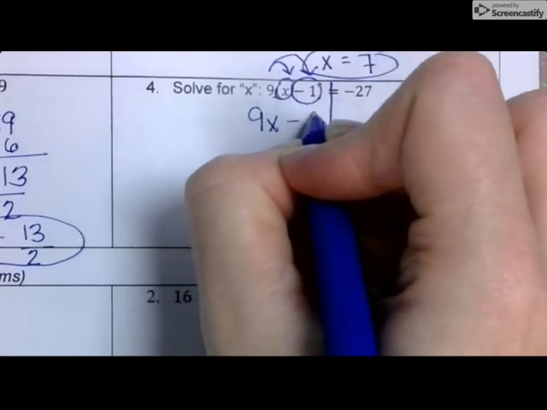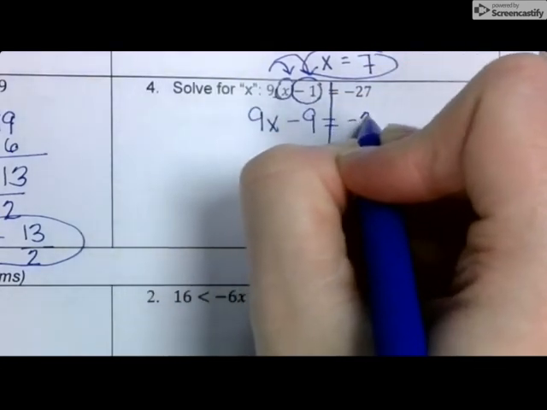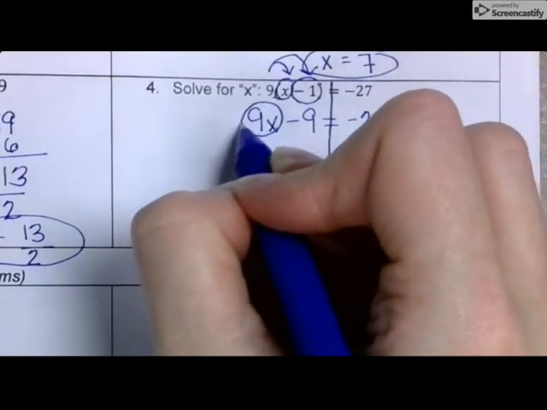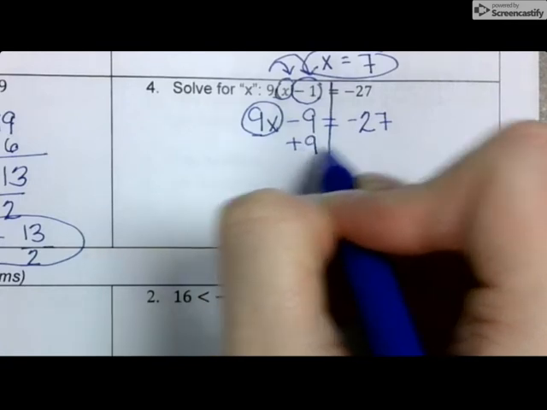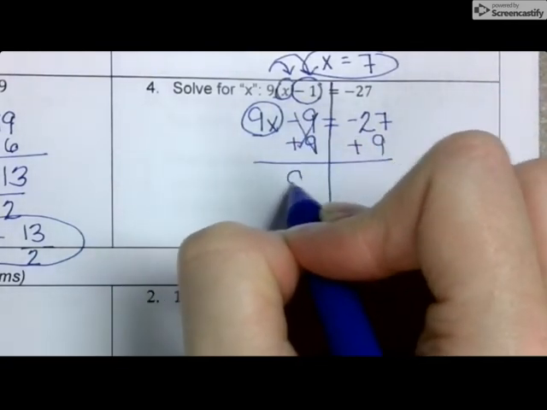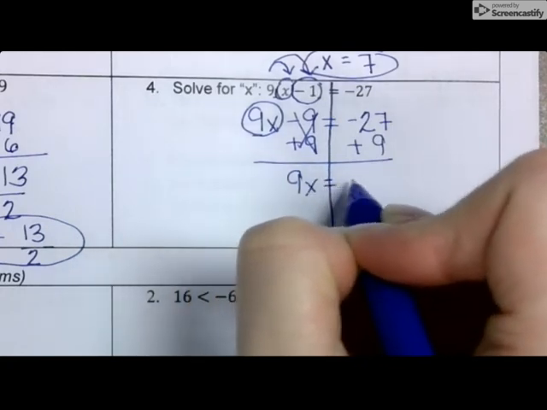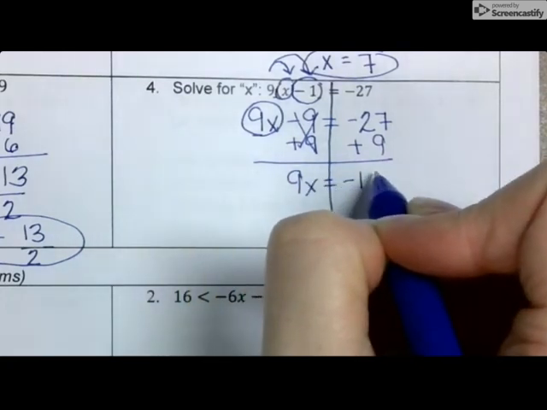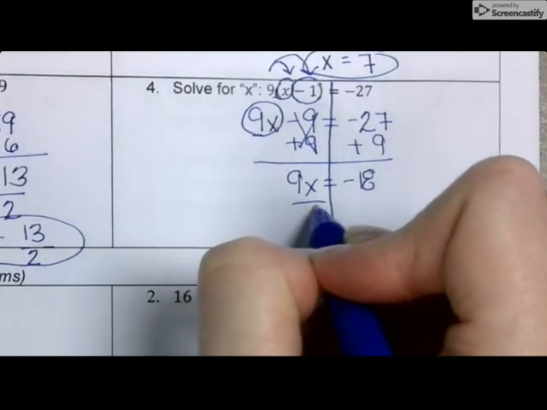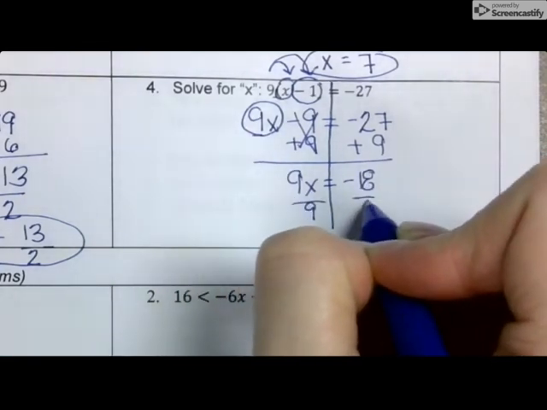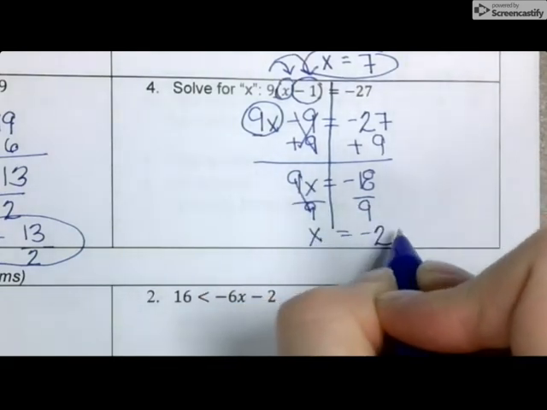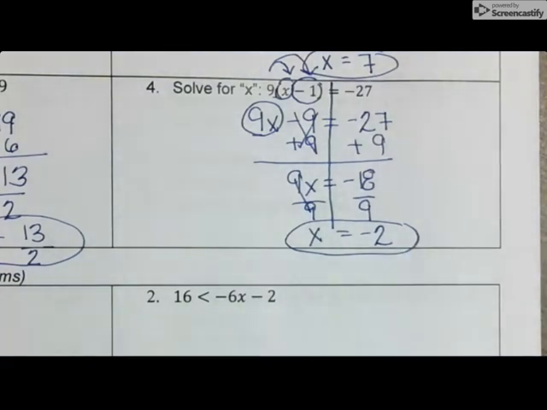9 times x is 9x. 9 times negative 1 is negative 9. That's going to equal negative 27. I want to get this alone, so I need to add 9 to both sides. 9x equals, what's negative 27 plus 9? Negative 18 divided by 9. And x equals negative 2. Okay?